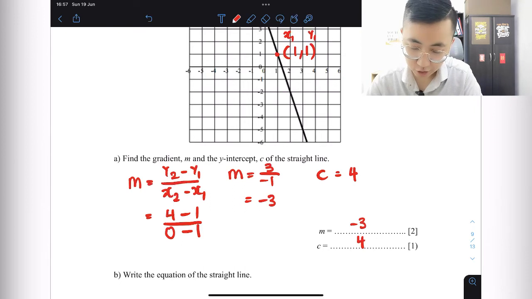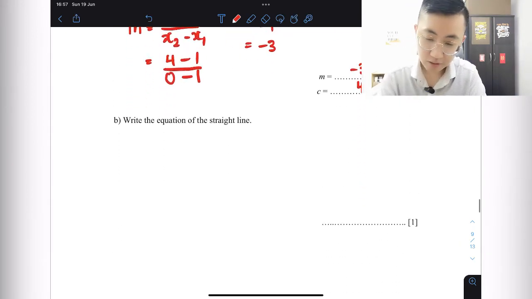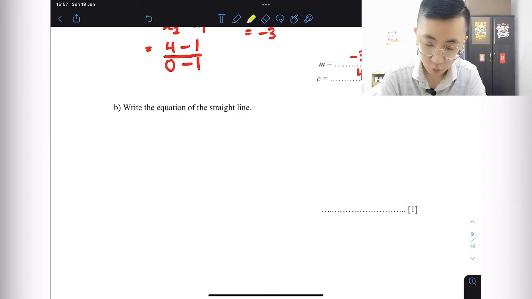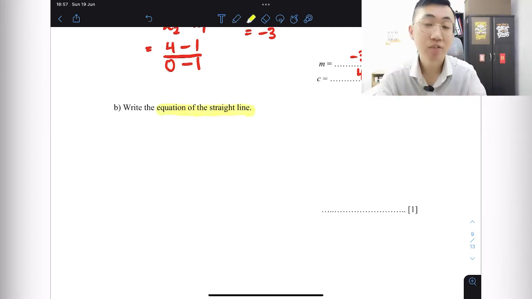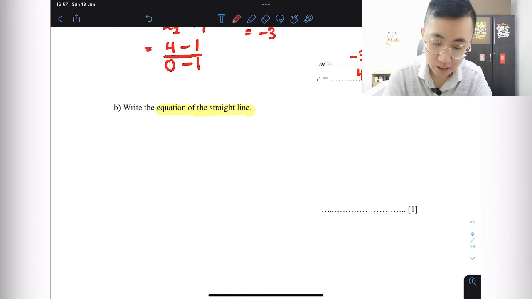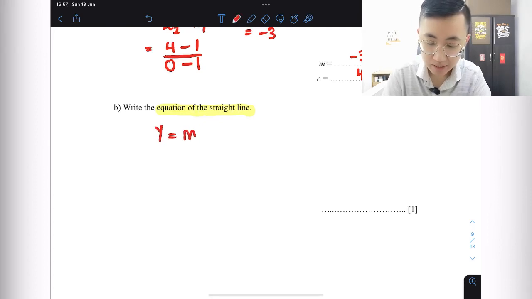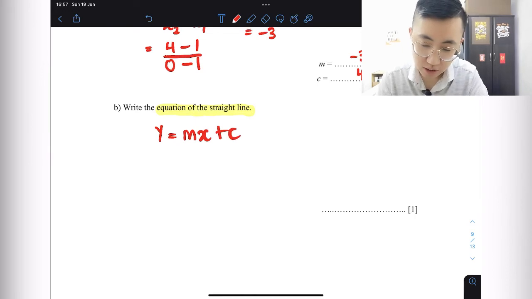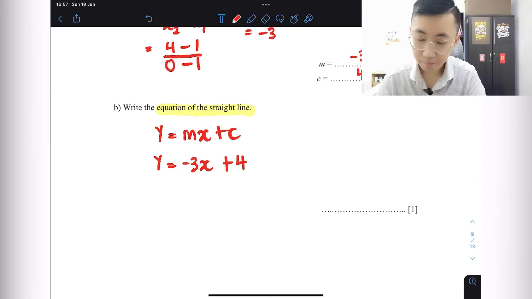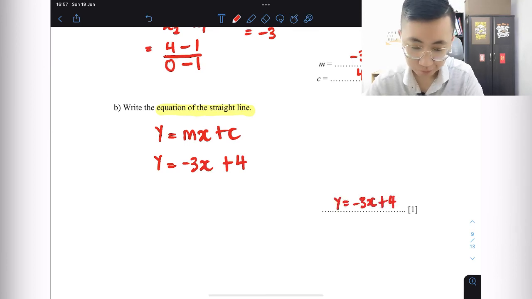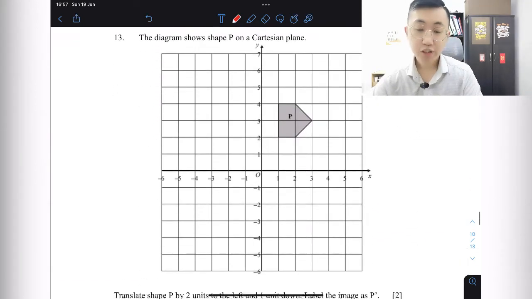Question B, write the equation of the straight line. Whenever I see the words equation of the straight line, it's like telling the name of the straight line, and each line has the formula y equals mx plus c. We use our answers in part A. Copy back the gradient m, so you write -3x. The c value is +4, just copy back +4. So y is -3x plus 4. There you go.